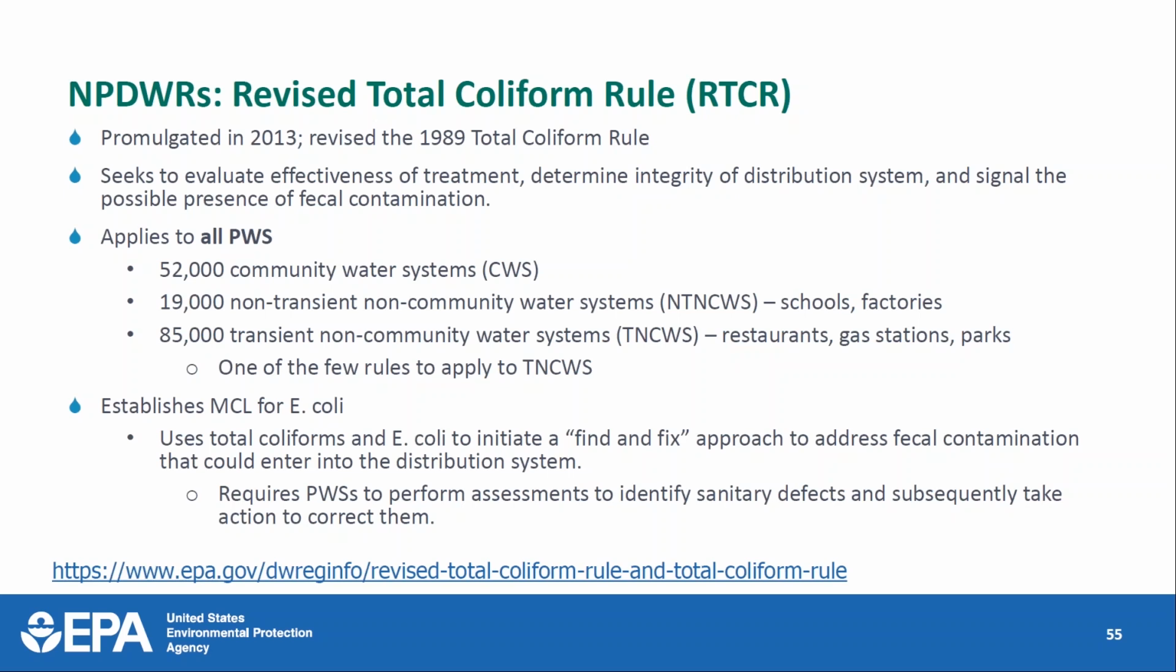Okay, I'll just talk a second about the TCR. This rule was promulgated in 2013. That revised the 1989 rule. This rule affects every water system in America, so it's one of the few that covers non-transient, non-community water systems as well as transient, non-community water systems. It establishes an MCL for E. coli. It uses total coliforms and E. coli to initiate a find and fix approach for potential fecal contamination of a water system. I've given a web address there for you to go and look up more information about this rule if you wish. Next slide, please.